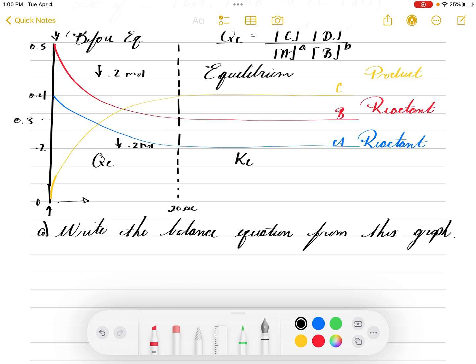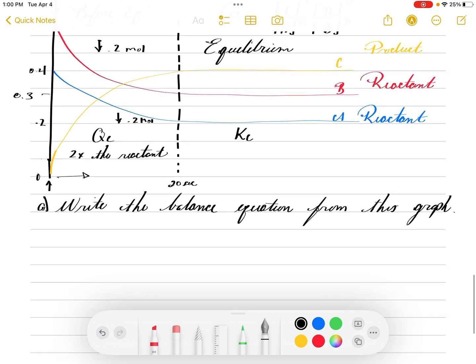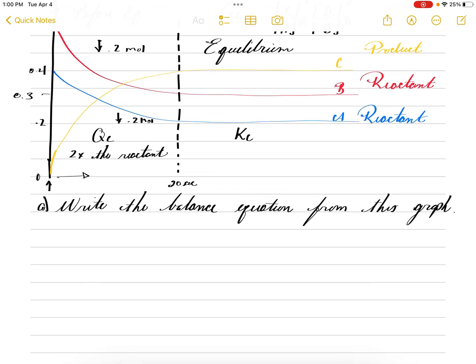Now, the product, on the other hand, in those same 20 seconds has increased by a factor of 4. That means this one is 2 times the reactant. Because it's 2 times a reactant, the mole ratio is going to be 2 to 1. For every one that decreases, this one increases by 2. So if I was to write a balanced chemical equation, the reaction would look like this: A plus B produces 2C. Let's say this is our balanced chemical equation.